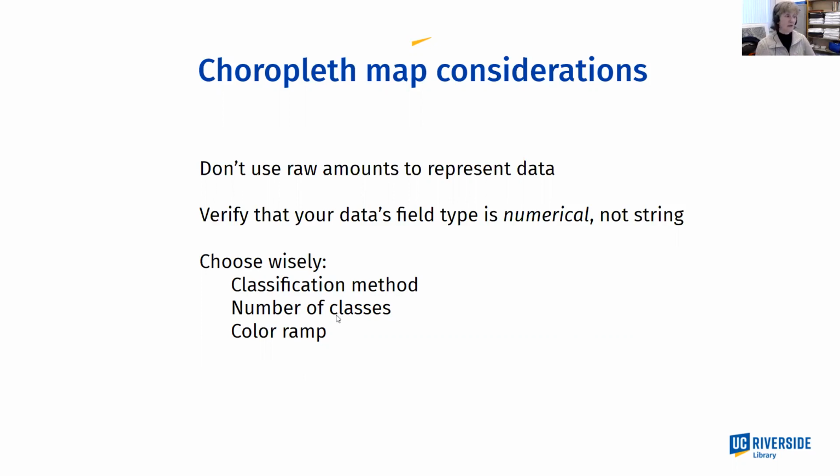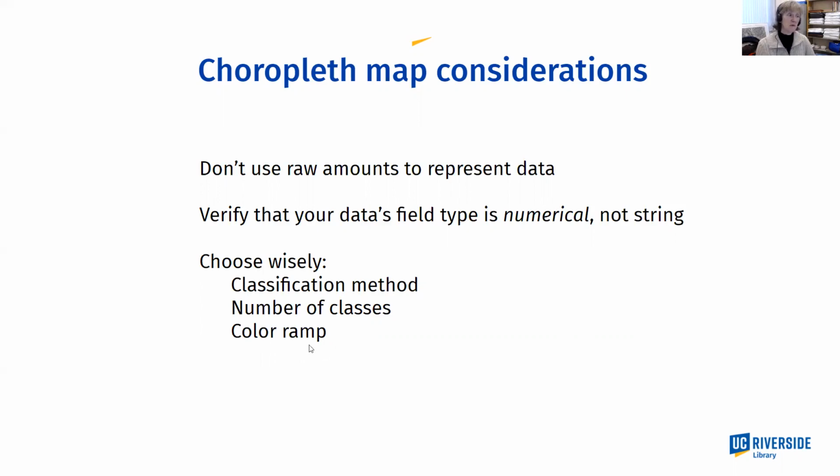The number of classes, I think the recommendation is typically between 3 and 7. If you get too many classes with colors, it's really tricky. The human eye starts to have problems distinguishing between this shade of green-gray and that shade of green-gray. You need to find that balance between having enough information on the map, but not being confusing to the person who's trying to read it.